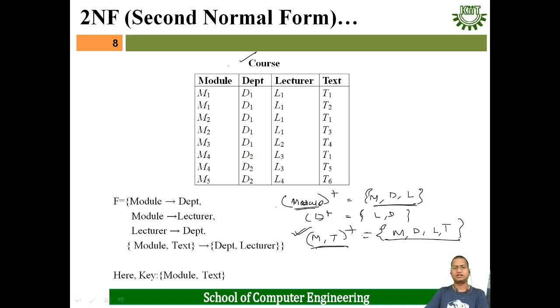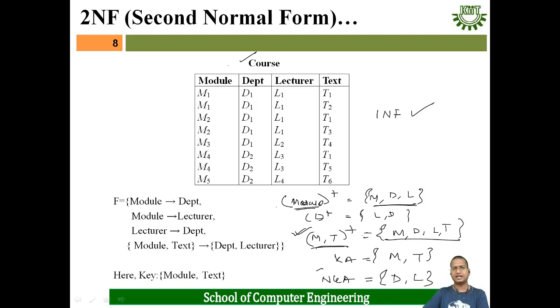That means what are the key attributes here? Key attributes will be module and text. And what are the non-key attributes in this case? Except module and text, all others come here: department and lecturer. Then you have to find out which NF this course table is in. How to find that out? Whether it is in 1NF or not. Yes, all the data items are atomic in nature. That means it is in 1NF.